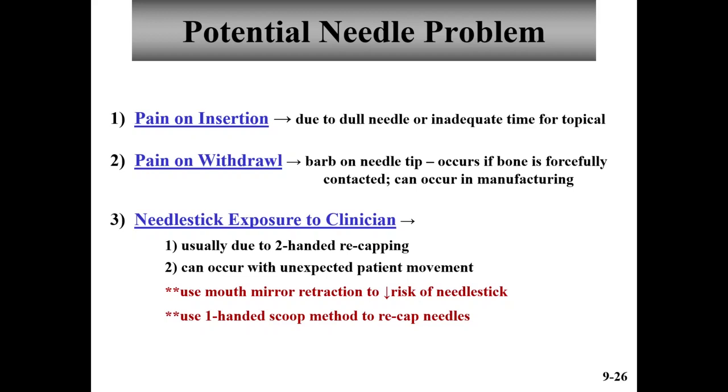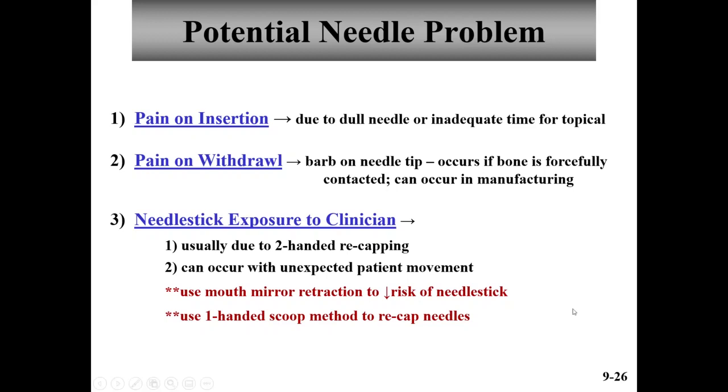Now, as we do some types of injections, I'm going to talk to you about bumping the bone. Bumping the bone means you don't crash into it. You just gently come in contact with bone. There are certain injections where you have to know where the bone is, so you have to find it before you inject. You don't want to be pushing the needle through tissue really rapidly, which would allow the tip of the needle to forcefully contact the bone. And rarely but occasionally, you can get a barb in manufacturing.